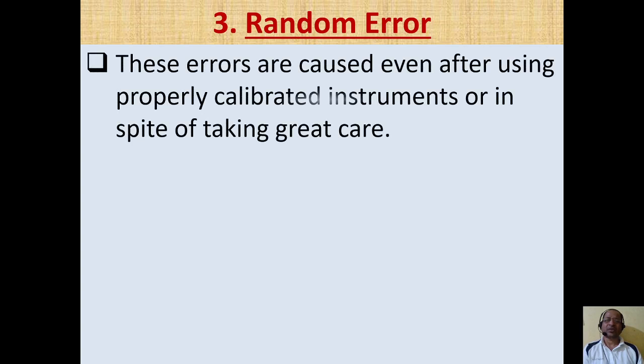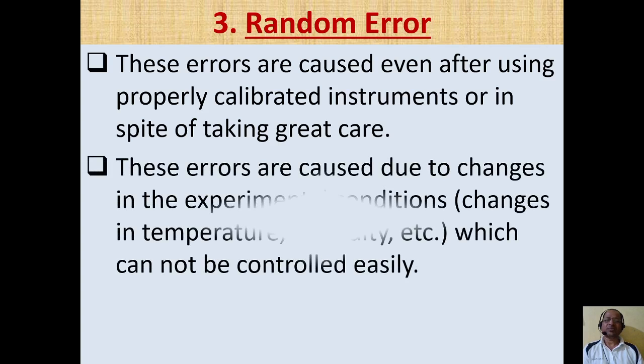Even if you take great care, certain types of error occur in the measurements because of changes in experimental conditions. These are called random errors. They are caused even after using properly calibrated instruments, in spite of taking great care. These errors are due to changes in experimental or environmental conditions. While performing experiments, there might be changes in temperature, humidity, etc., which cannot be controlled easily. Such errors will occur, and hence these are called random errors.